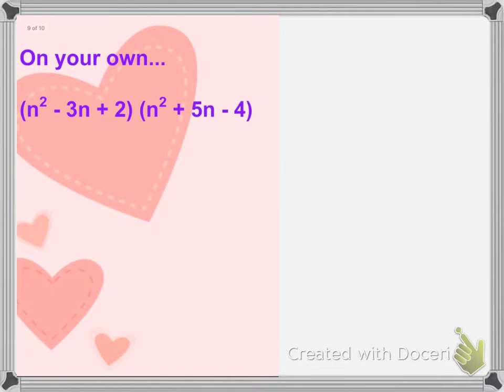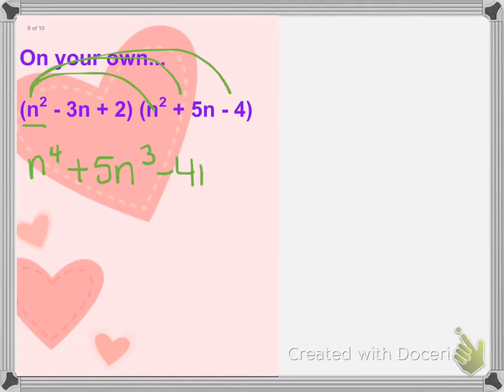We'll do one more of those and then we'll be done. N squared has to be distributed. N squared times n squared is n to the fourth. N squared times 5n is a positive 5n to the third. N squared times negative 4 is negative n squared.